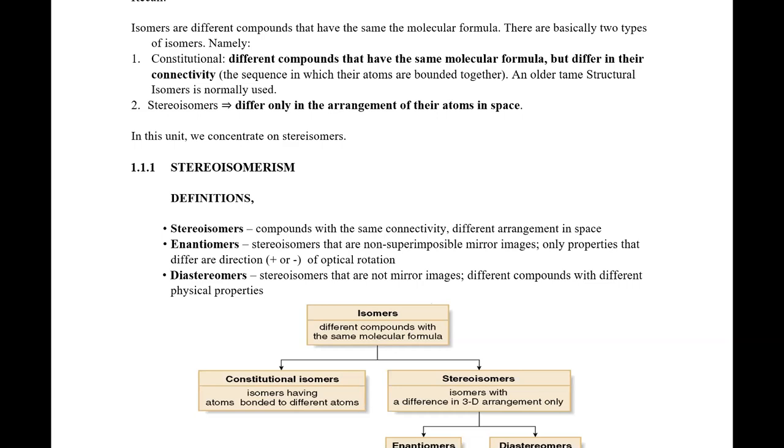Can you just repeat what you said? Okay. Diastereomers are stereoisomers that are not mirror images, and most of these compounds differ in physical and chemical properties.